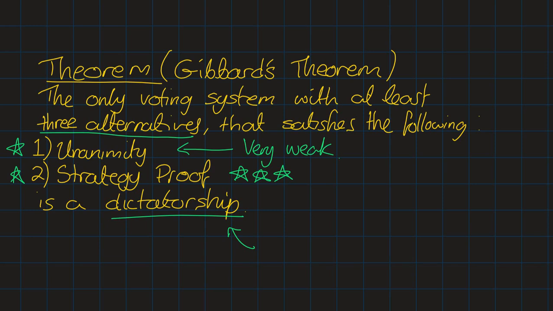So I guess this theorem isn't the worst thing in the world. There is still hope that you can find a good voting system. It just won't be a perfect voting system. Okay, that's the end of this video.